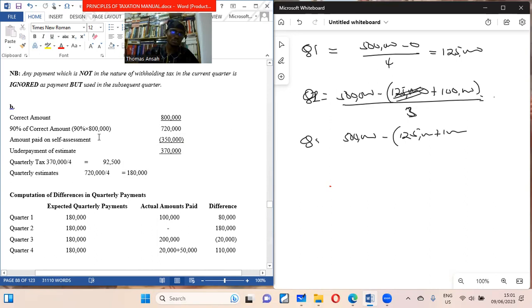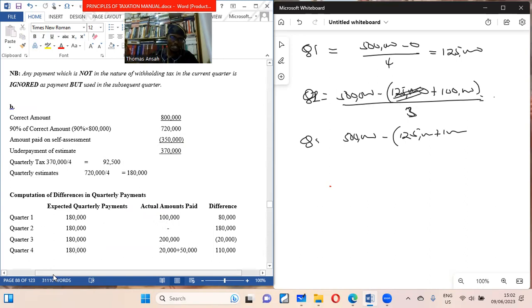All right, so we had 720. Then you divide by four, it's 180. So it means that every quarter, this is what they should be doing. There are two ways of going about this anyway. So the first, this is it. The 180, but because they paid some, you have to be deducting what they paid.